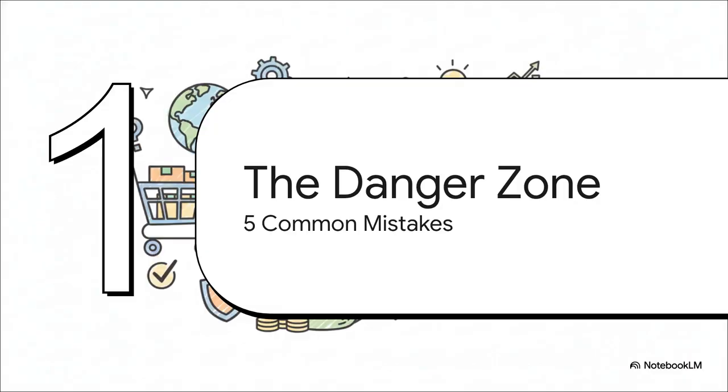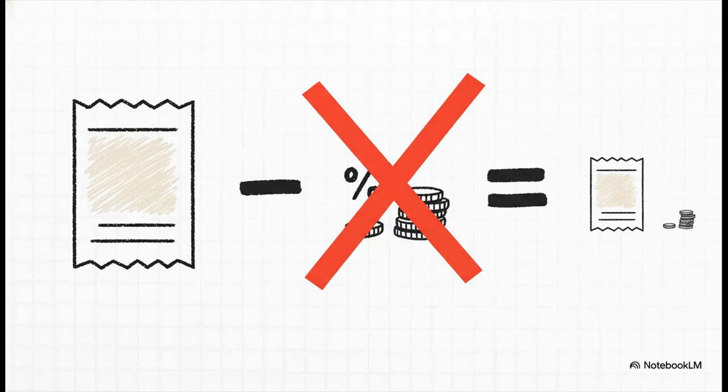Okay, we've gone through the rules. Now let's do a quick, rapid-fire round of the 5 most common mistakes. This is the danger zone where most sellers get into trouble. Think of this as your quick checklist of what not to do. First up, the biggest mistake of all: deducting commissions and fees and reporting your net sales. Don't do it. Always, always, always report the full gross sales value in your GSTR-1.